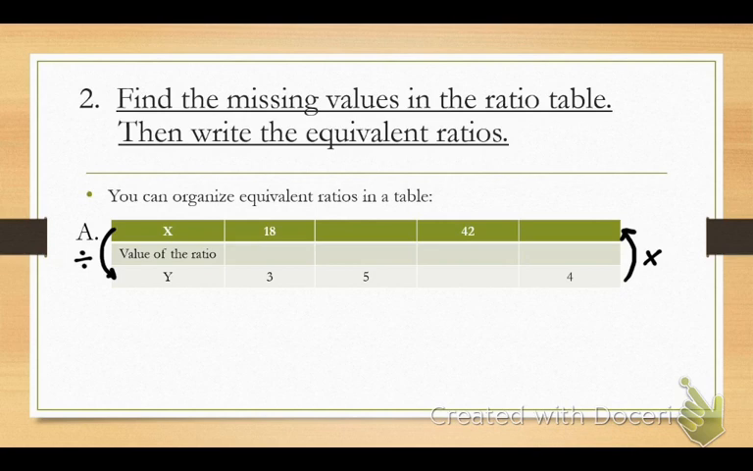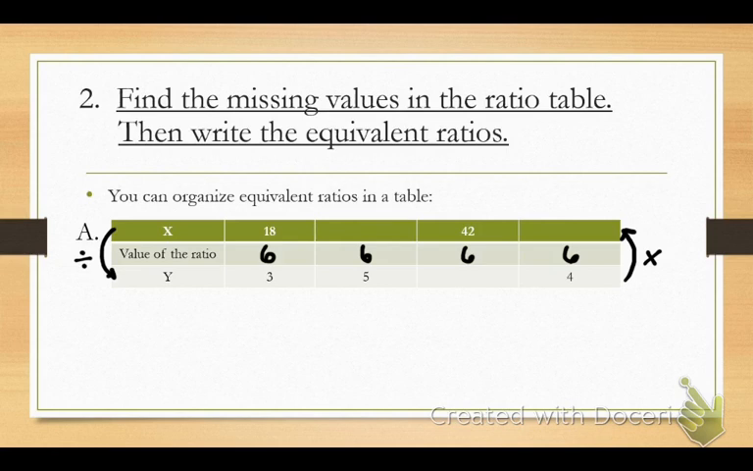The first thing I need to do is figure out what the value of the ratio is. And the way I can do that is I can take this number I have on top and divide by the number on bottom. Guys, what's 18 divided by 3? 6. So the value of this ratio is 6. Go ahead and put that in right there. Now, if that's the value of the ratio, and I know the whole table is equivalent, I can simply take that value and put it in for each and every one of these. Okay, so that's the value of my ratio.